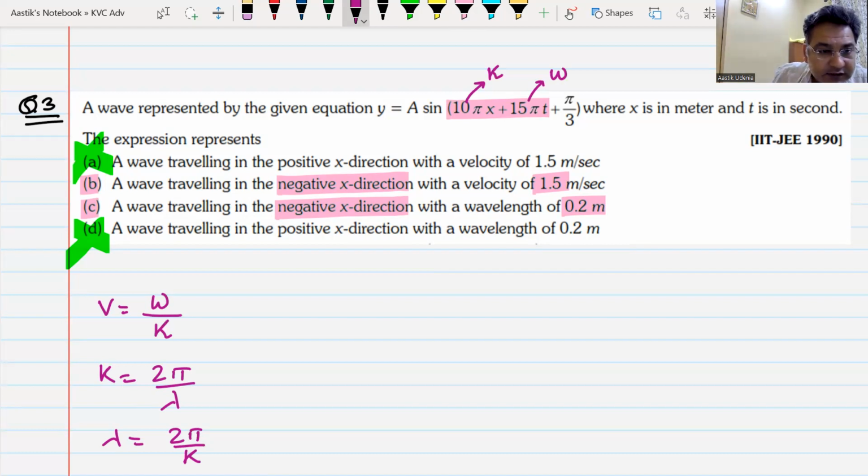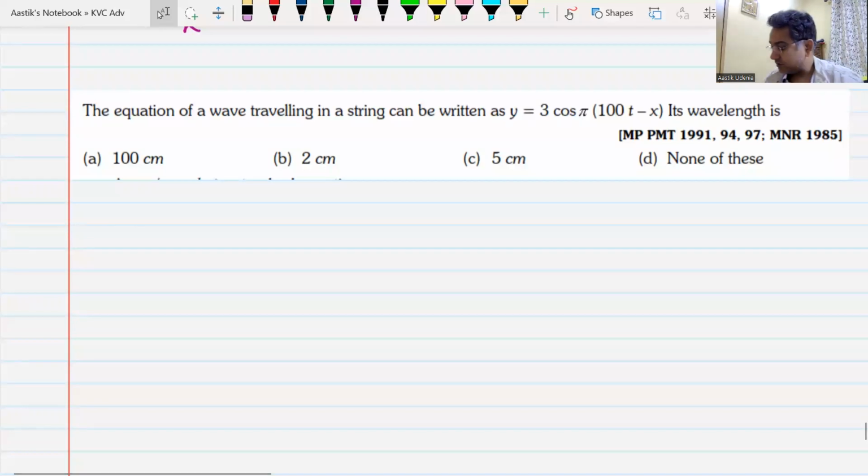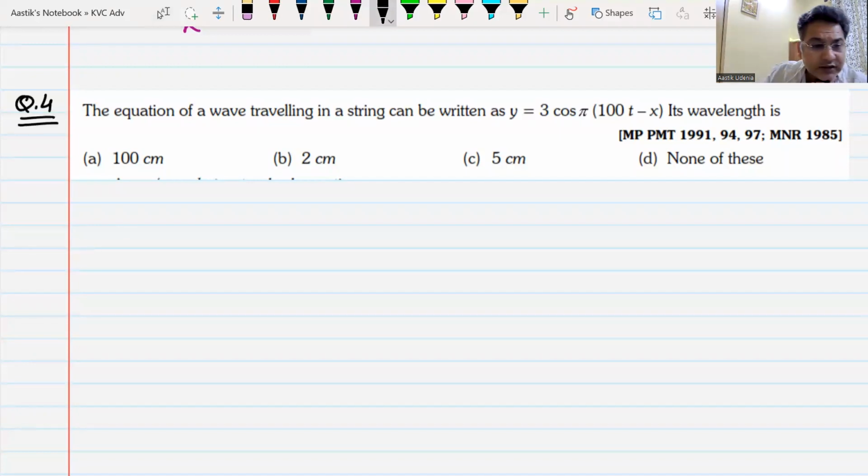So now I think we are getting used to this wave equation. That was the entire concept of doing these questions. One more. Give me the answer first. Question number 4. The equation of a wave is given. You have to tell me its wavelength.